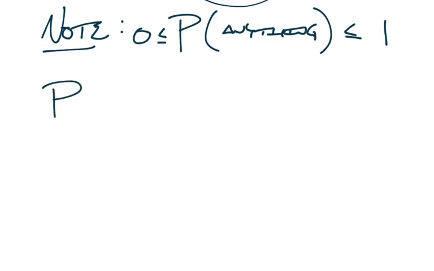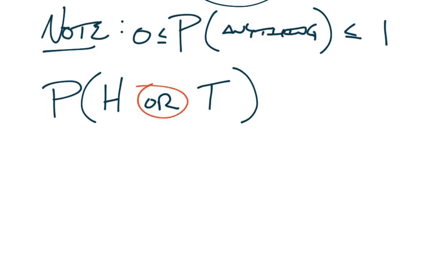Let's ask this question. What is the probability of heads or tails? All right, so here I'm going to be a real stickler about the language that we use because it's very important. The word or means something very specific here, right? You've got to be careful about what you're saying.